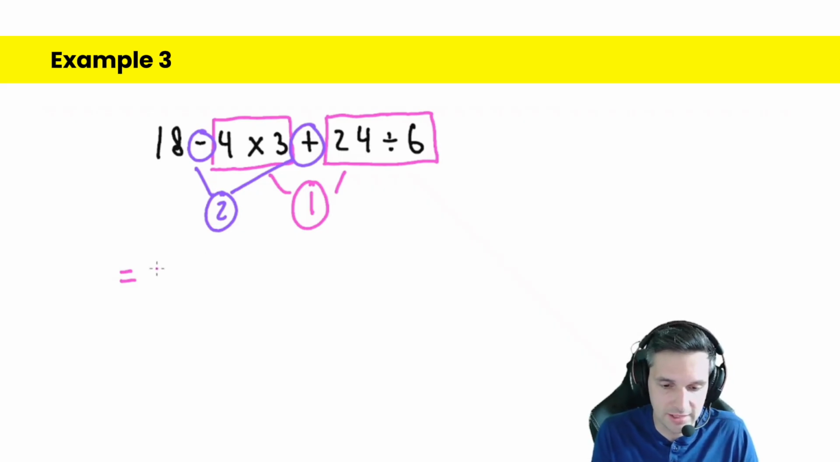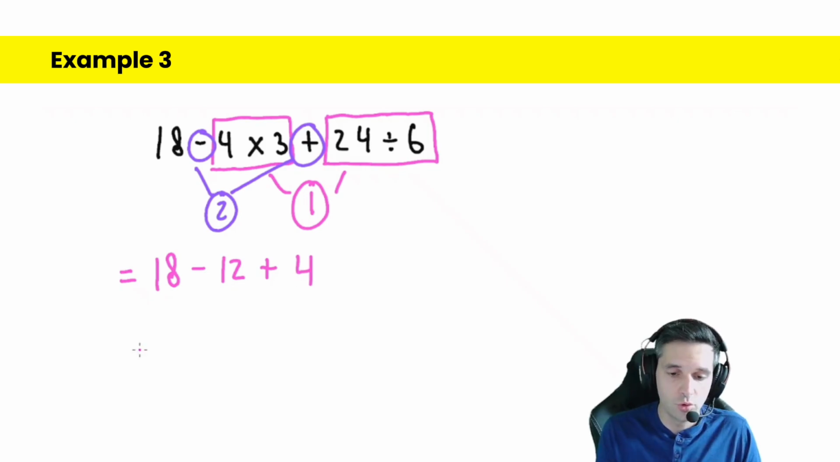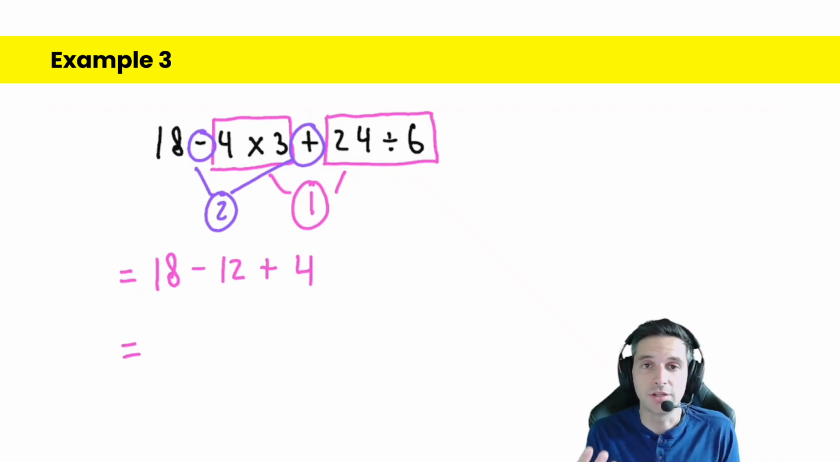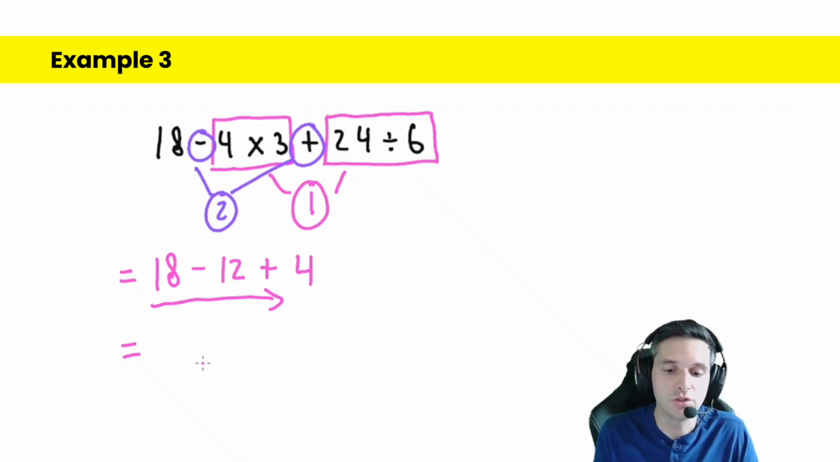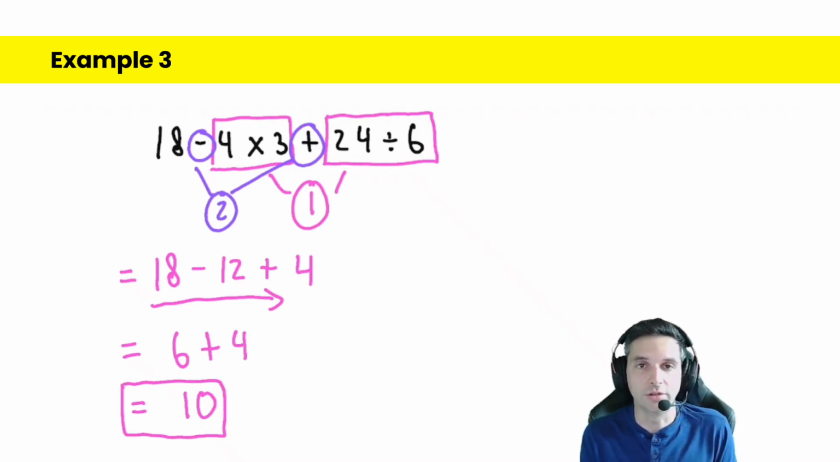So I'm going to rewrite this 18. Then we have 4 times 3 here, which is 12. So I'm going to have subtract 12. Then I'm going to have this plus, and then 24 divided by 6, which is 4. Cool. Now, because I have subtraction and addition, they don't take priority over each other. I have to go from left to right. So the first thing I need to do is 18 minus 12, which is 6, and that's going to be plus 4. Final answer is going to be 10 right here.